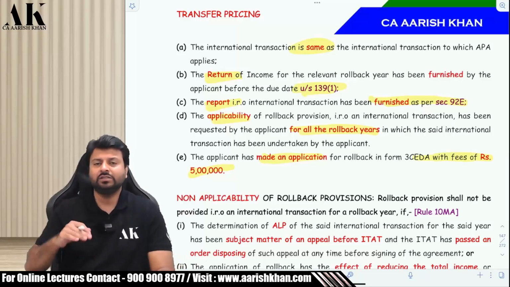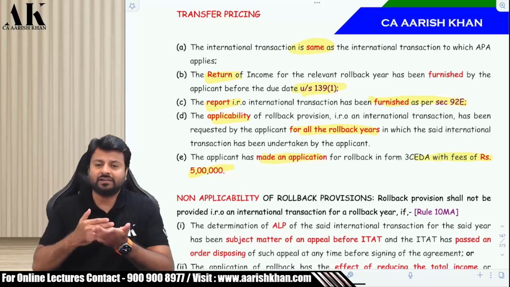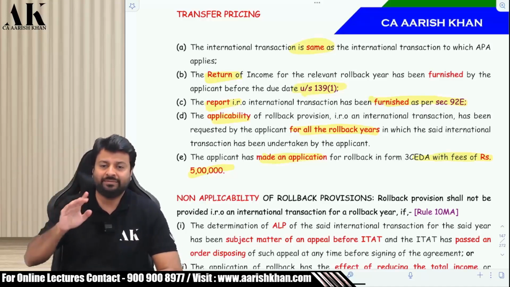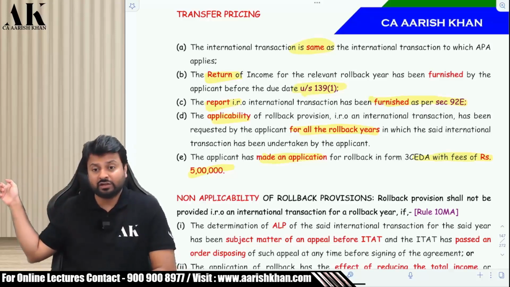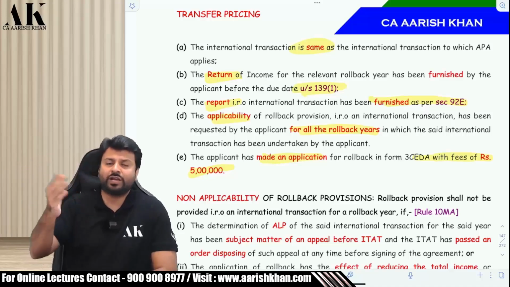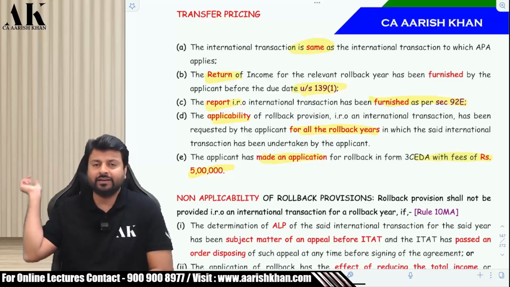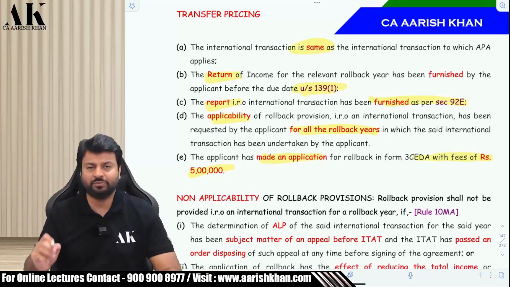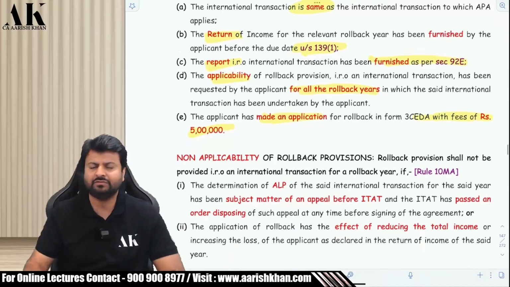So what can you get? You can get the rollback benefit if you fulfill these 5 conditions. What are the 5 conditions? The international transaction of the future year and past year has to be the same. The return has to be filed for the earlier years on time. The report of the earlier years should also be filed as per 92E. And you should make an application for all the rollback years. You cannot be selective, that 3 out of 4, 2 out of 4, 1 out of 4. And you have to pay a fee of 5 lakh rupees along with the application in form 3CEDA.